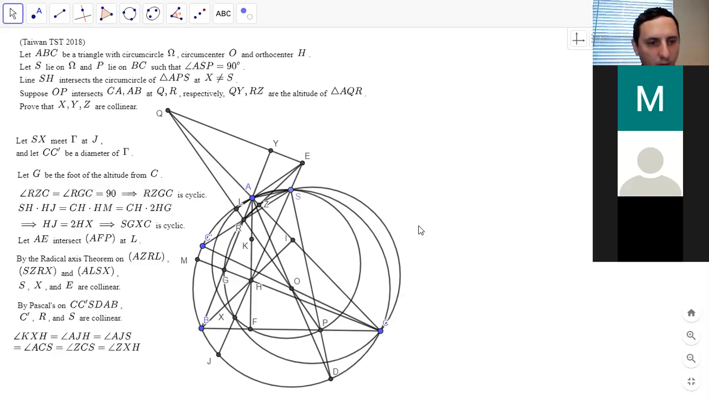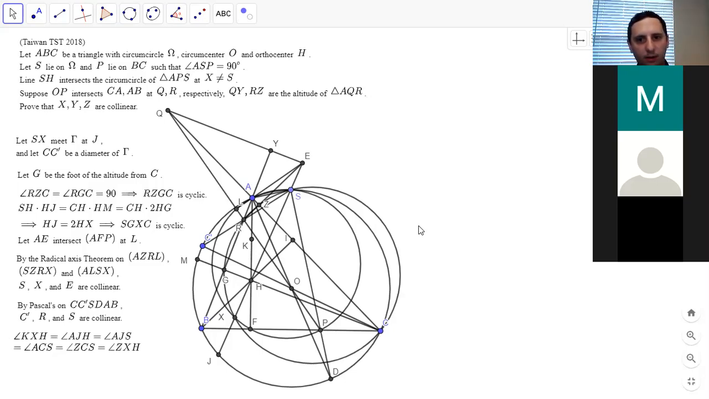let's see. Anything about this angle KXH equals AJH, which is AJS, which is ACS, which is ZCS, ZCS is ZXH. So yeah, we showed Z, K, and X are collinear.